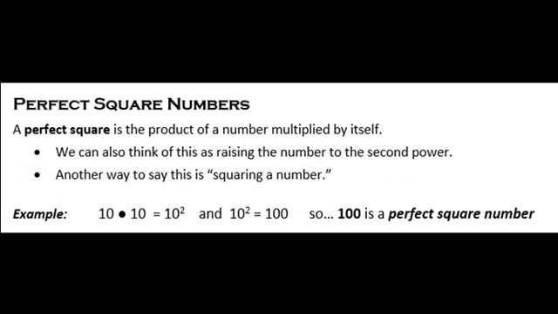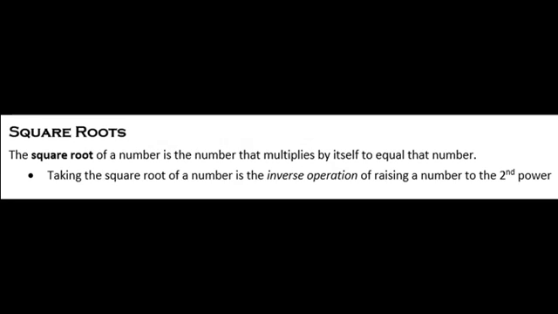For instance, 10 times 10 is equal to 10 to the second power, or 10 squared, which is equal to 100. Taking the square root of a number is the inverse of raising a number to the second power. To find the square root of a number is to figure out what number times itself will equal the perfect square you are taking the square root of.